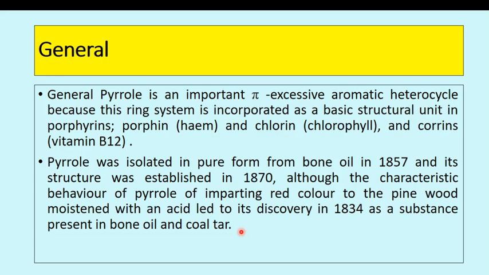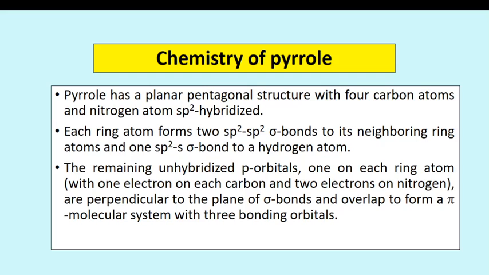So a very important test for pyrrole is that it imparts red color to pine wood, which led to its first discovery. So it was discovered in 1834 and its structure was established in 1870. Now we are going to see the chemistry of pyrrole.